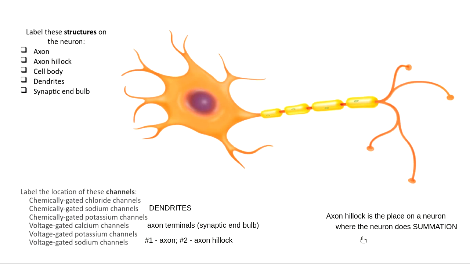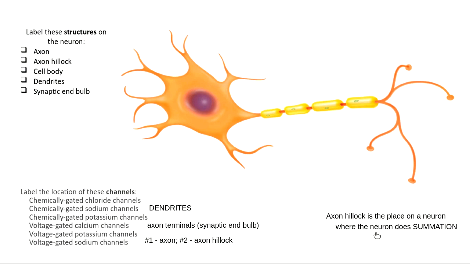Help me out, for my friends who were here on Tuesday or who saw the video. What happens when a neuron does summation? Like, what is summation? What is a neuron doing if it's doing summation? I know I'm making you type a little bit. Help me out here. What happens in summation?